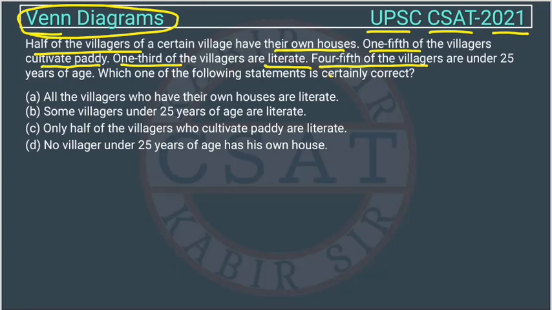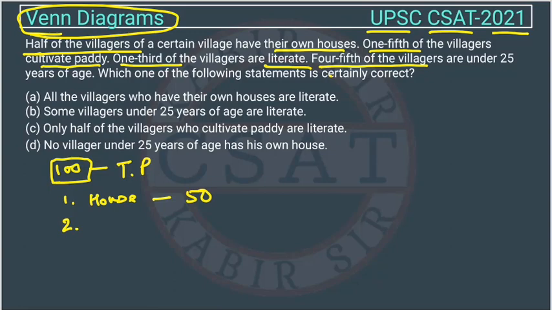Right. So let's suppose the total number of people in the village is 100, right? So this is the total people in a village. Now the first statement is saying half of the villagers have their house. So house है 50% के पास, right? Half means 50. Now second, how many are cultivating paddy? 1/5 of 100 because total are 100. So this will be 20.